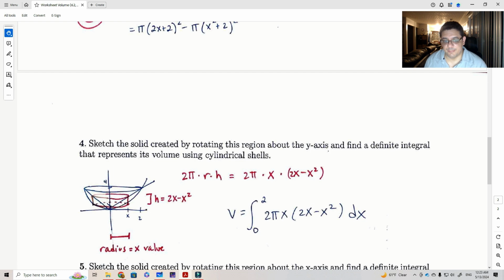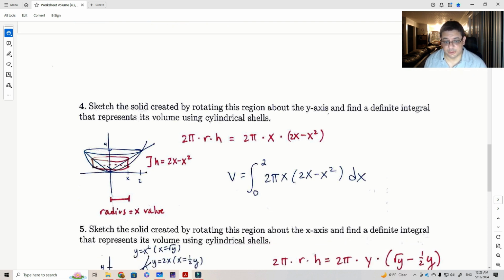Now, expressing this volume in terms of my formula will be the integral from 0 to 2 of 2 pi x times (2x minus x squared). And once we compute this, we obtain the cylindrical shell volume.